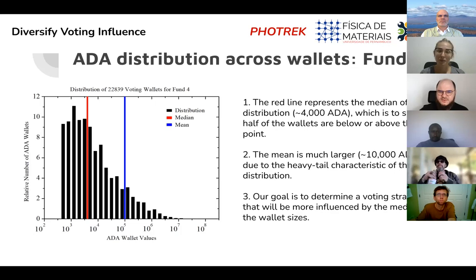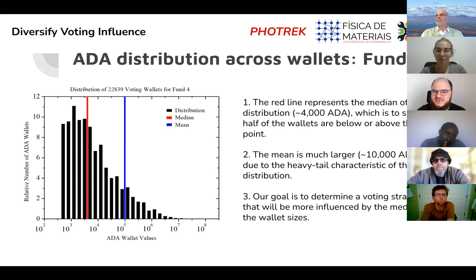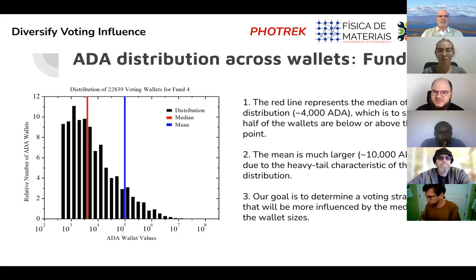Sure. Thank you, Megan. So yeah, first, before proposing some solutions for this issue, we took a look at the ADA distribution across wallets for Fund 4. We also did that for Fund 5. We are going to show the results to you. But what is important here for you to notice? As you can see, the majority of wallets have like 500 to 10,000 ADA, which is represented by the height of each of those black bars there. And as you all can see, the median is right there.